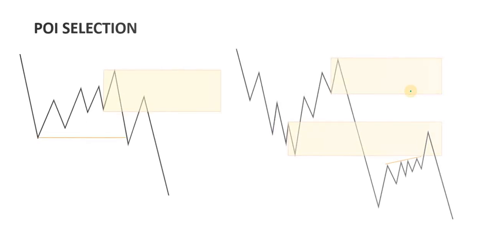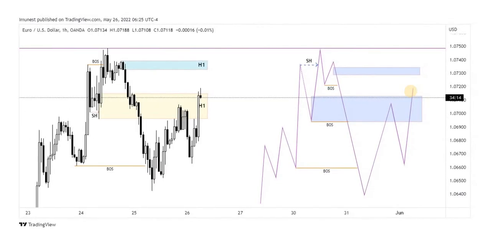Okay, so possibly I believe we're going to see a live chart. Alright, this is a live chart.